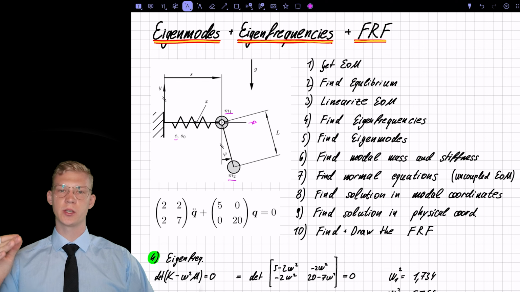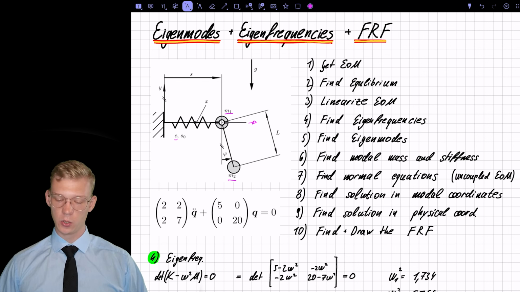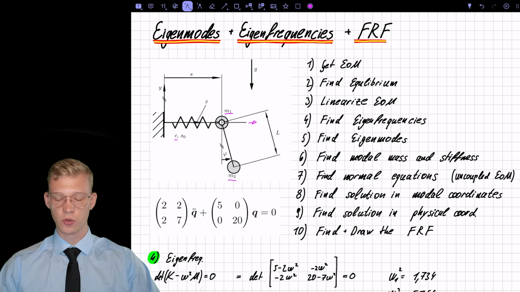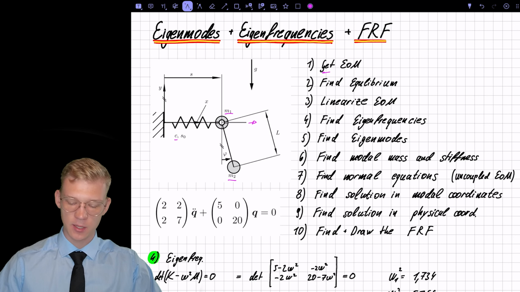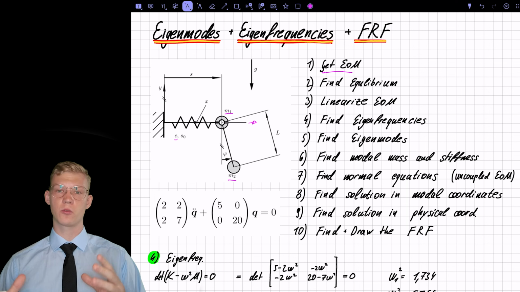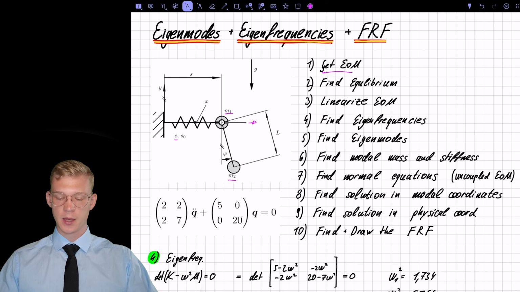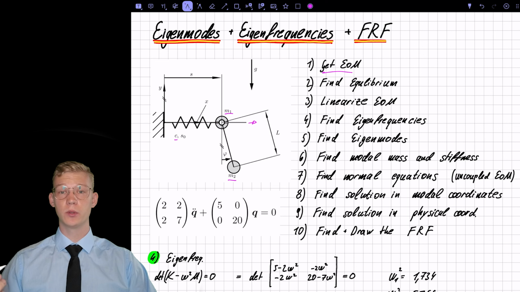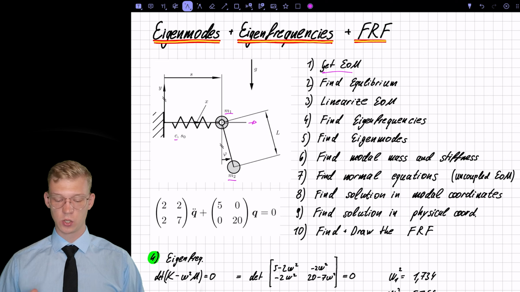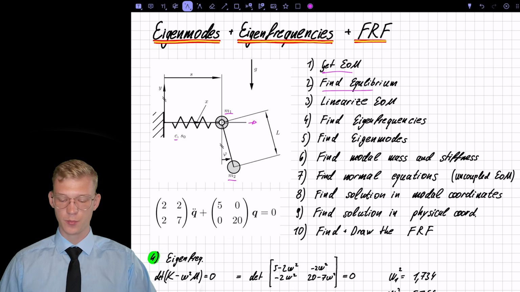To do that, there's a step-by-step recipe, so a step-by-step solution that we will follow. So the first thing that you always have to do is get the equations of motion. These can be achieved either with the principle of virtual work or with the Lagrange equations. The next thing to do is find an equilibrium position. So which position do we want to look at the system in? So this is number 2, find the equilibrium position.